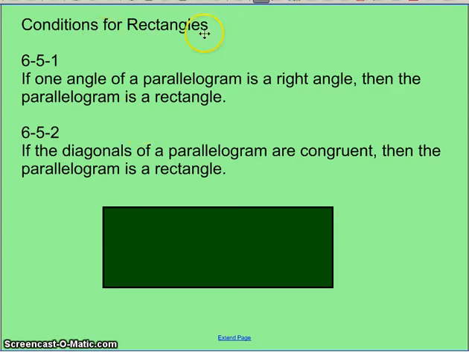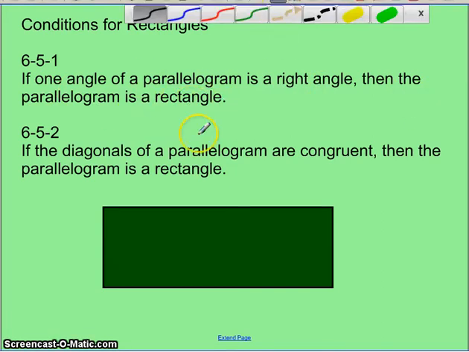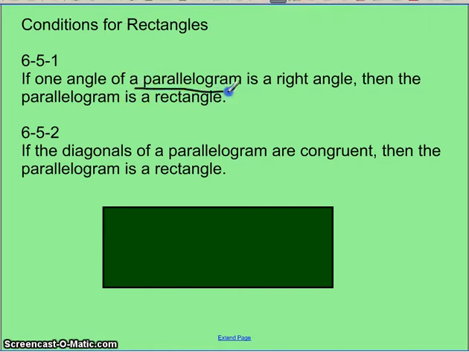The first conditions are for a rectangle. Theorem 6.5-1 is if one angle of a parallelogram is a right angle, then the parallelogram is a rectangle. So there's a couple things we must have for this one. Number one, we've got to have that it's a parallelogram. So we might have opposite sides are congruent, or opposite pairs of angles are congruent. You've got to have something that's going to show that it's a parallelogram before we can use this. After that, as long as we have one right angle anywhere, any one of those right angles would prove that it would be a rectangle from there.